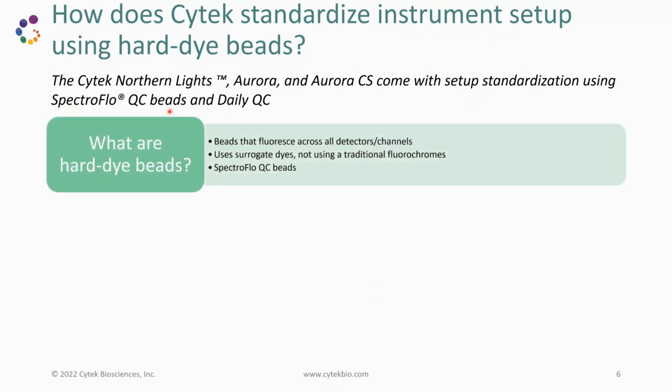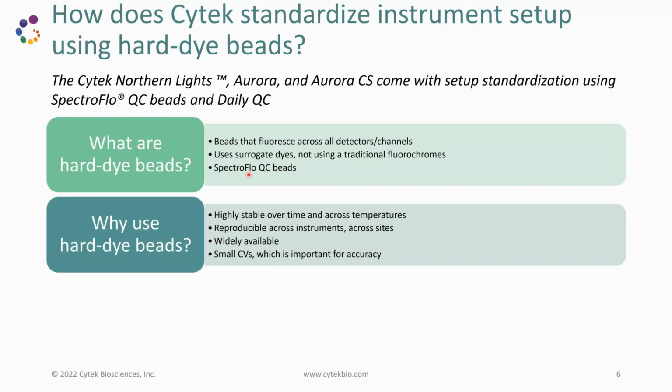How does it work? First, what are these bits? These hard die bits, our QC bits, are bits that fluoresce across all detectors, all channels in our instruments, that are excited by every single laser in our instruments. They are not stained with actual fluorochrome. They have absorbed other dyes, but those dyes are excited by all the laser lines and have a very wide emission. And the commercial name of the bits that we use is spectral flow QC bits.